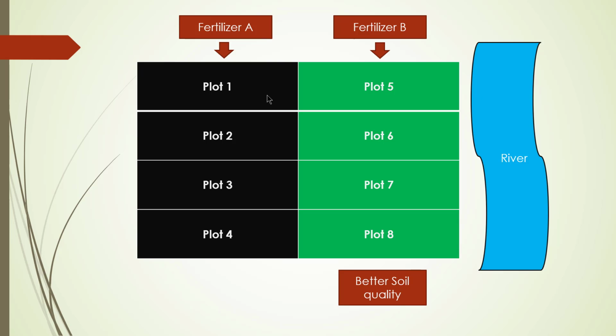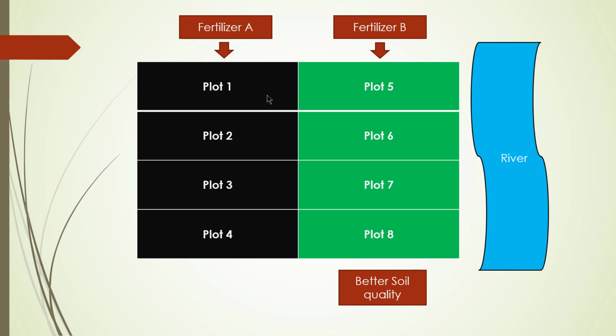And when you get the results from your study, you might get confused. You might get the result that fertilizer B is better than fertilizer A, but it may not be necessarily because of the fertilizer. It may be because of the better soil quality, because all those green plots are on the side of the river, and that means they get a larger amount of water compared to the black plots, and they may perform better in your studies.